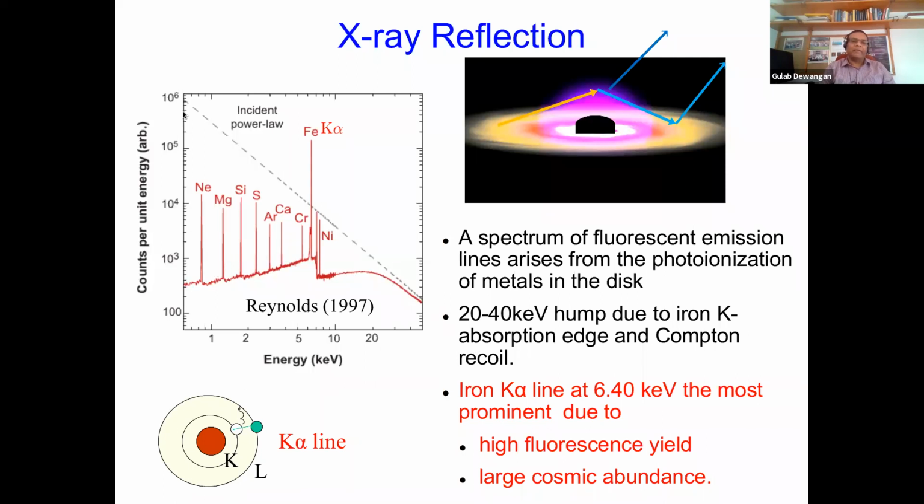So if you have an incident spectrum, which is like a power law, this is a log scale, so this linear line is essentially a power law. If you have a power law incident continuum, then you see this characteristic reflection spectrum consisting of these features. And because this iron line is arising from very close to the black hole, the shape of the iron line is strongly modified, and we will see how it looks.